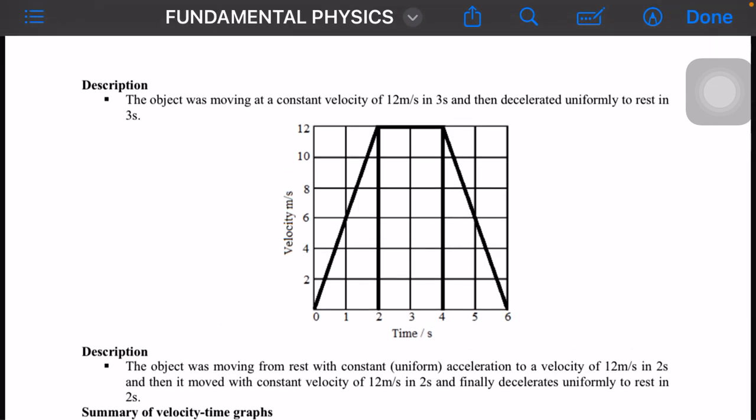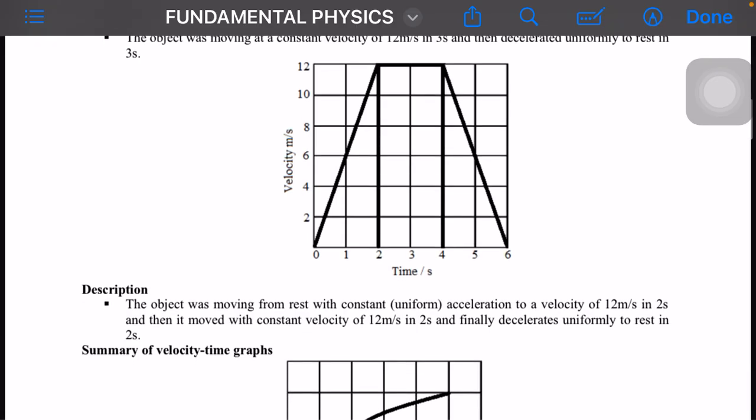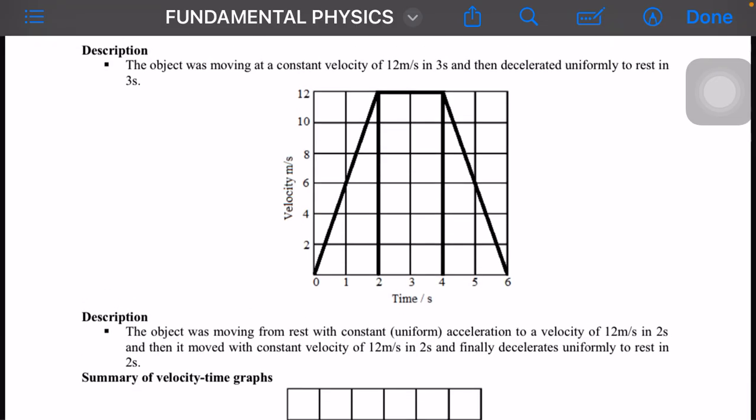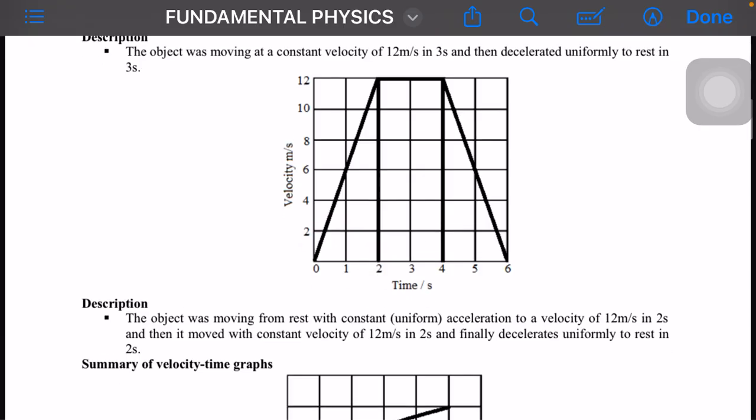They normally come. So okay, when you have such a type of graph, what do they mean? What are they trying to imply? Simply, the object was moving from rest with constant uniform acceleration to a velocity of 12 meters per second in 2 seconds. And then it moved with a constant velocity of 12 meters per second in 2 seconds, and finally decelerated uniformly to rest in 2 seconds.